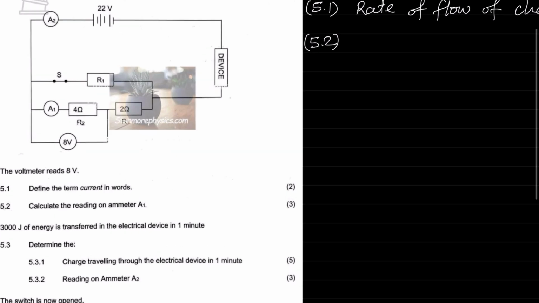5.1 says define the term current in words. So 5.1, we can define current as the rate of flow of charge. Question 5.2, calculate the reading on ammeter A1.